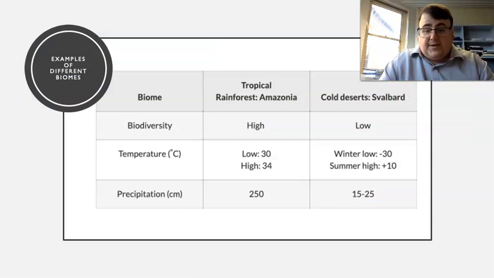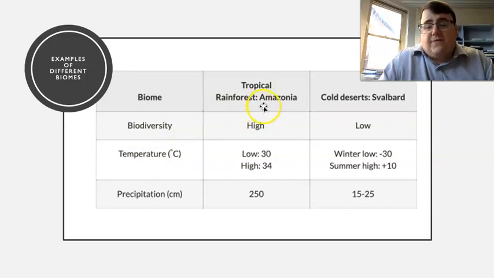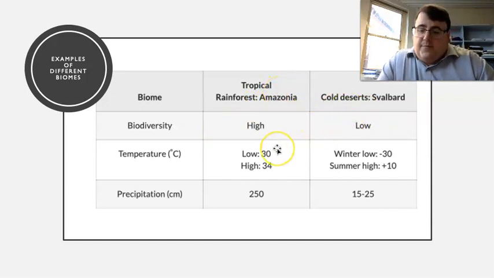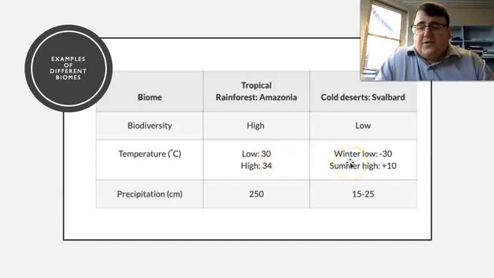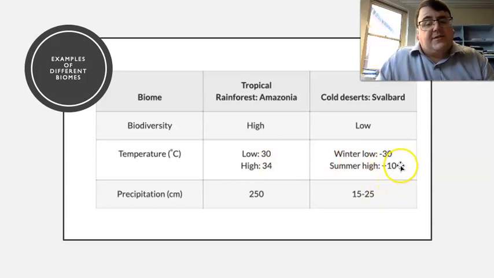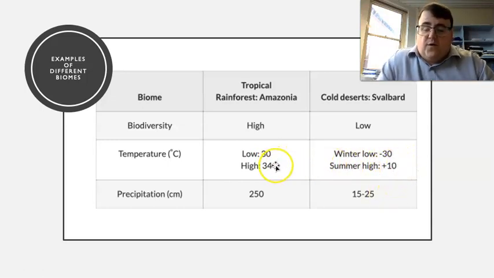Looking at that in a little more detail, we've got 2 different biomes, which are basically ecosystem areas. We have a tropical rainforest in the Amazon, and we have cold deserts. The biodiversity is high in the tropical rainforest, but low in the cold desert. The rainforest has temperatures ranging from 30 to 34, whereas in the cold deserts it's negative 30 in winter and positive 10 in summer. So there's a range of 40 compared to a range of 4.